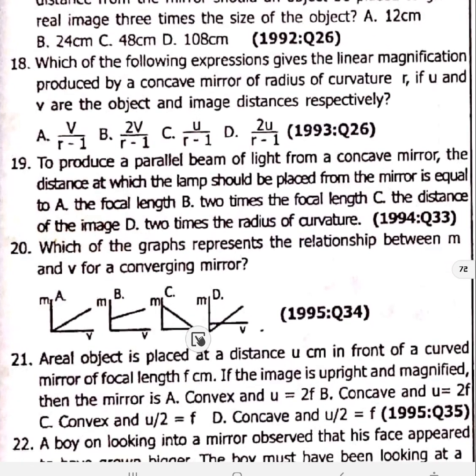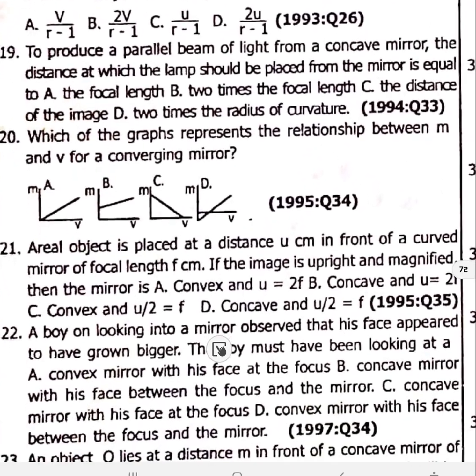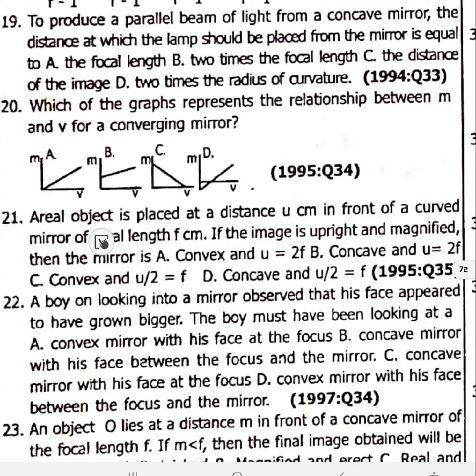Option B. 20. Which of the following graph represent the relationship between M and V for a converging mirror? Is option D. This one here. Option D. 21. A real object is placed at a distance u centimeter in front of a curved mirror of focal length f centimeters. If the image is upright and magnified, then that mirror would be concave, and the object distance over 2 equals the focal length, which is option D.